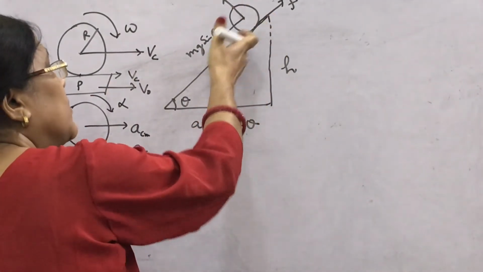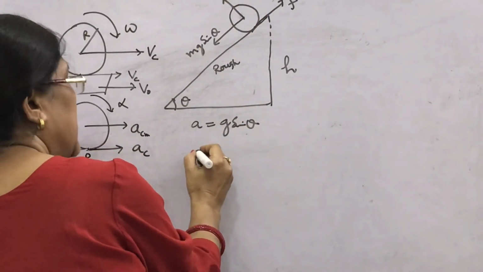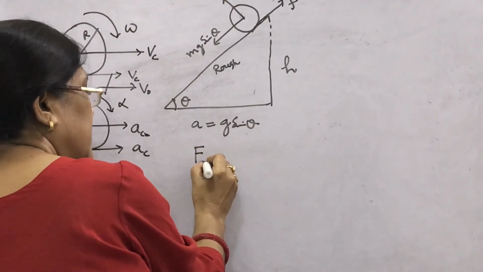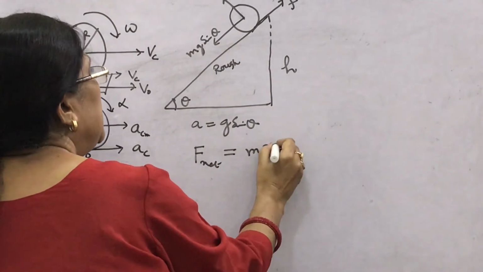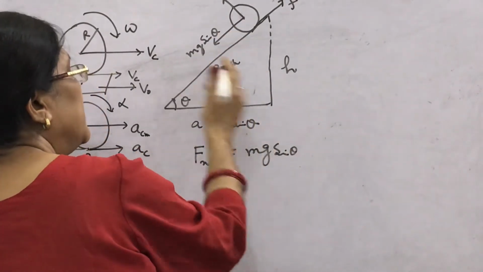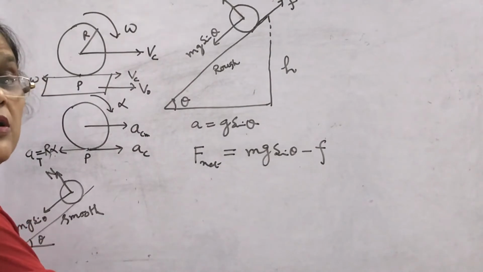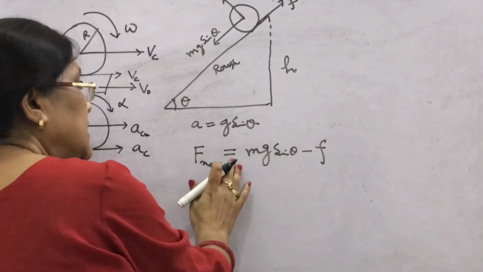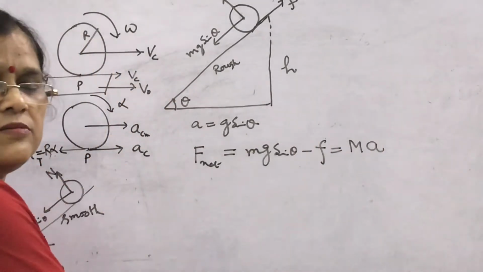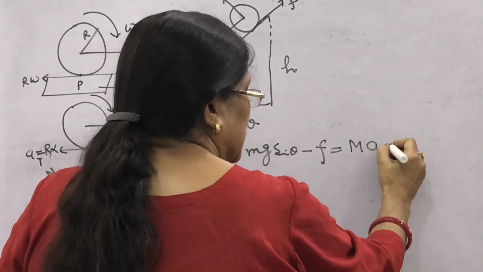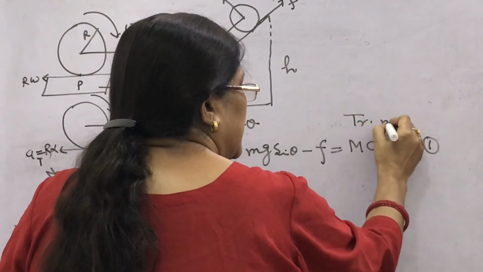If the object of mass m is coming down with the force F, then what will be this net force? Net force will be equal to mg sin theta, that is the net force downward, minus the frictional force which is acting in the upward direction. This F net can be written as mass of the object into acceleration. So this is expression number 1, and this expression is for translatory motion.